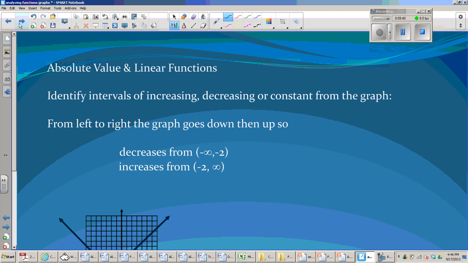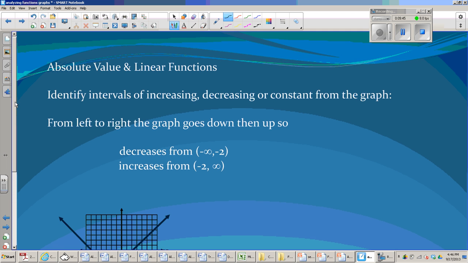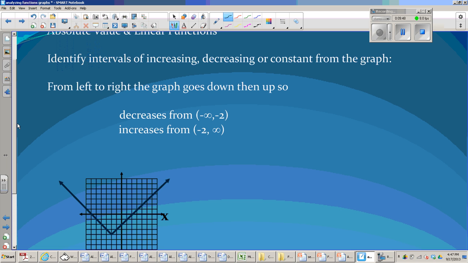So let's look at an example. Let's identify the intervals of decreasing or increasing here. Let's look at this graph below. Let's read from left to right. This graph is going down, which means it's decreasing. Where did it start decreasing? Negative infinity. Where does it stop? We want x values here to go up. That x value is negative 2.